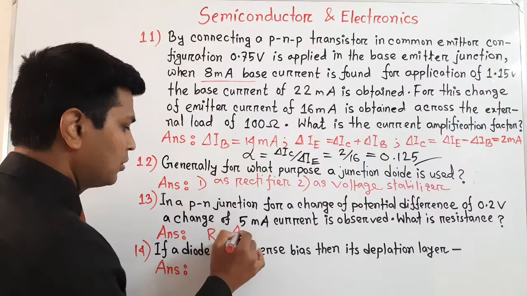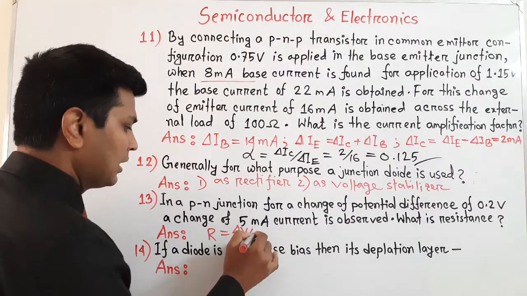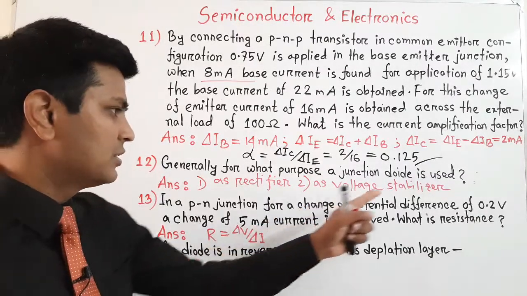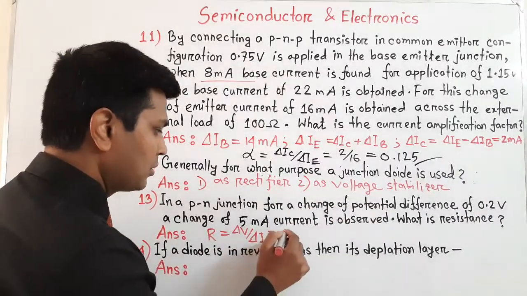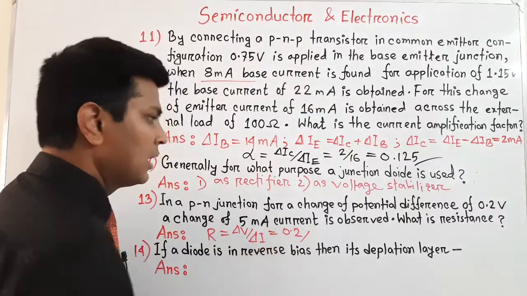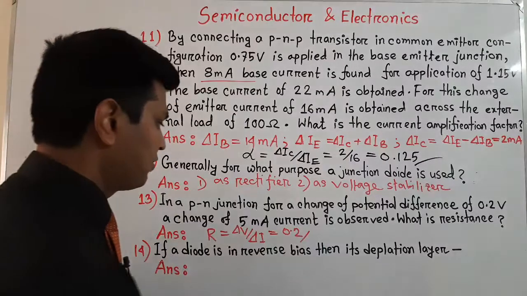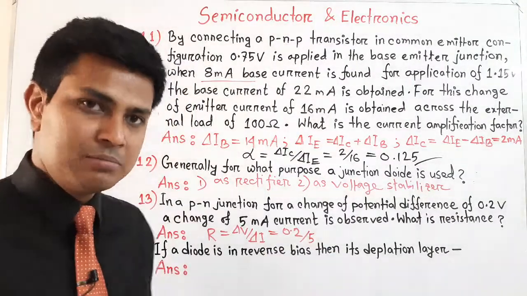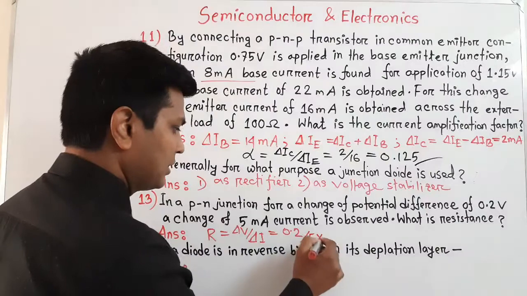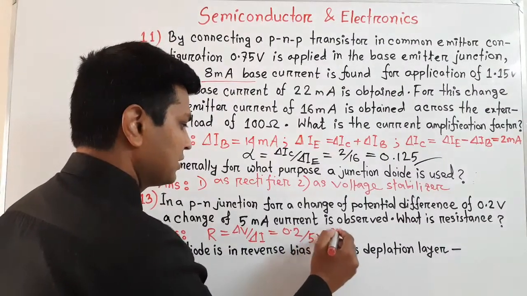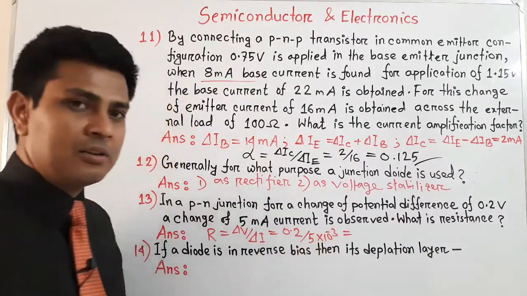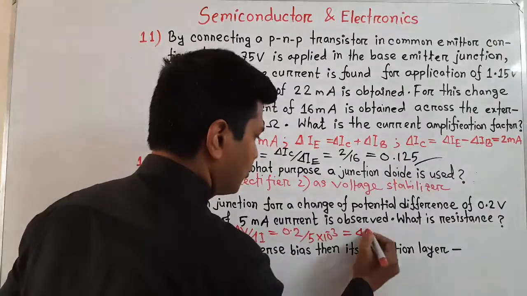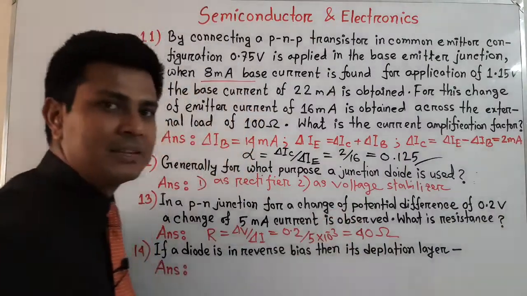R equals del V divided by del I. Here the change of voltage is given as 0.2 volt, and the change of current is 5 milliampere. We have to convert milliampere to ampere, so we multiply by 10 to the power minus 3. After calculating this expression, we get the value 40 ohm. This is the answer.